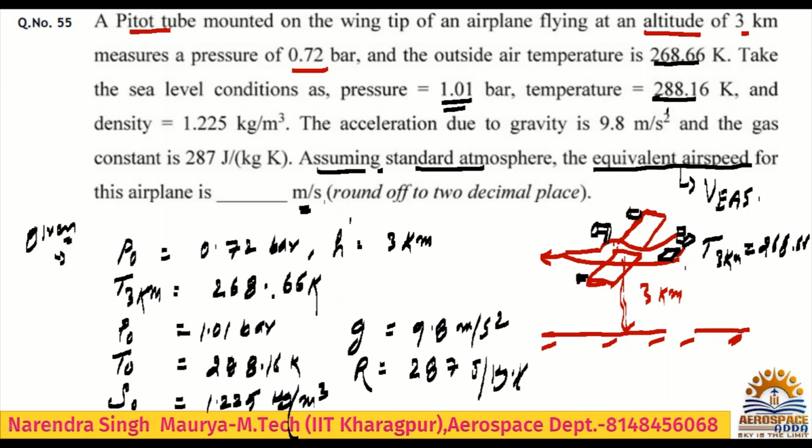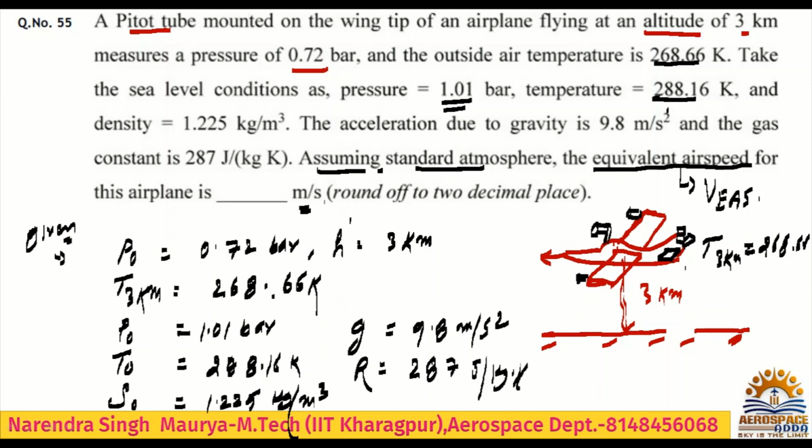What is the difference between true airspeed and equivalent airspeed? True airspeed means you have to calculate the speed of the aircraft with respect to the density at that altitude only. Means at 3 kilometer only, what is the density? That density if you use, then it will be true airspeed. But equivalent airspeed means even though it is flying at 3 kilometer altitude, you have to use sea level density, then you may get equivalent airspeed. So for equivalent airspeed, sea level density is required. That is my point. Hope you understood now.